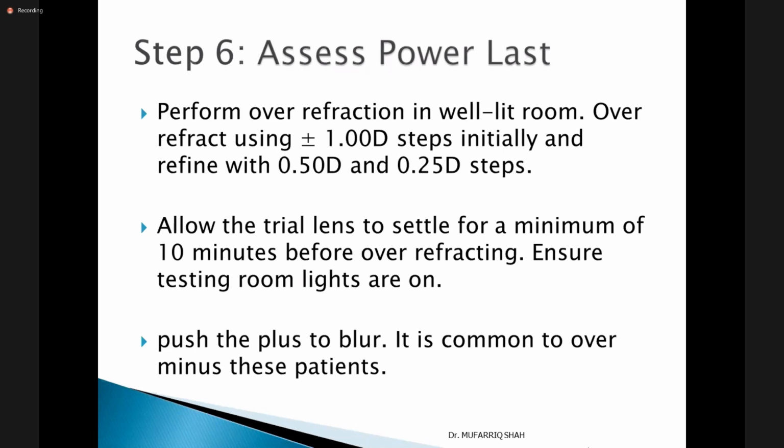So for example, suppose you put -3 diopter over refraction on the contact lens in the trial frame, you put plus 0.25, the patient says this is blur. You put minus 0.25 diopter, the patient says this is blur. And with -3 diopter, the patient says no, this is better. So you need to confirm that.